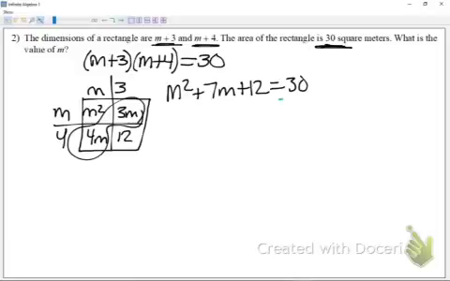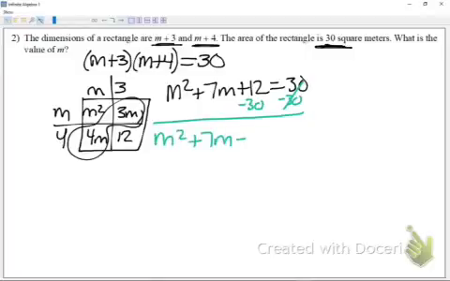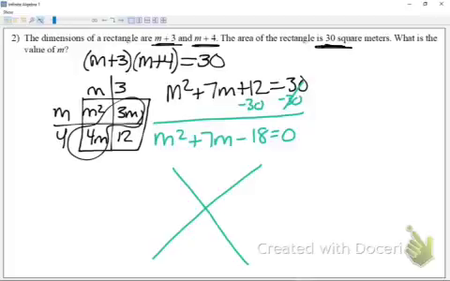So I'm going to subtract this 30 to the other side. And I get that m squared plus 7m minus 18 equals 0. And we're going to go ahead and factor it. We multiply the outside, and we get negative 18. Drop down the inside, positive 7. We are looking for two numbers that can multiply to negative 18 but add to 7.